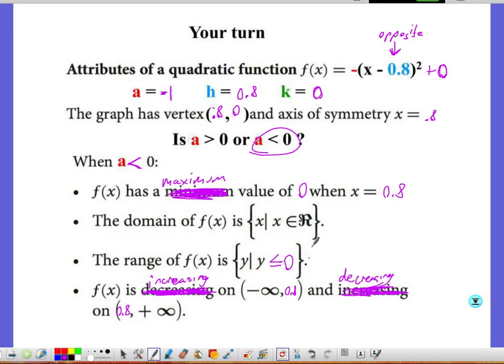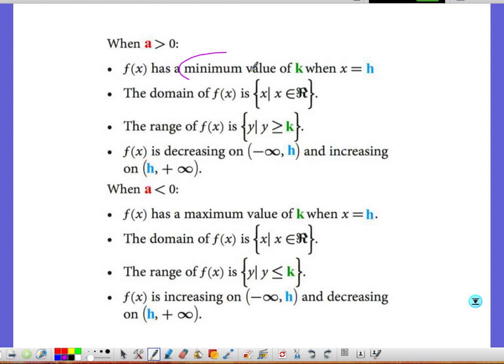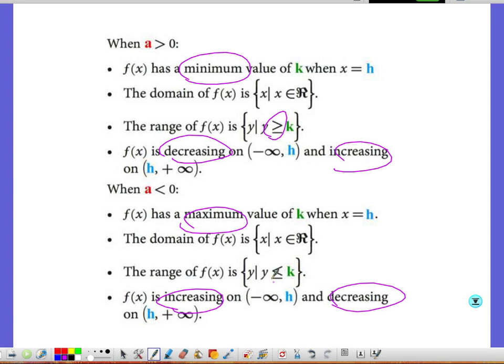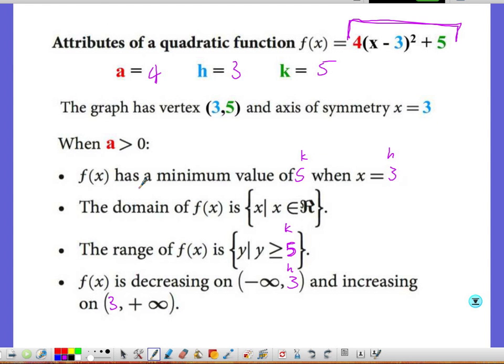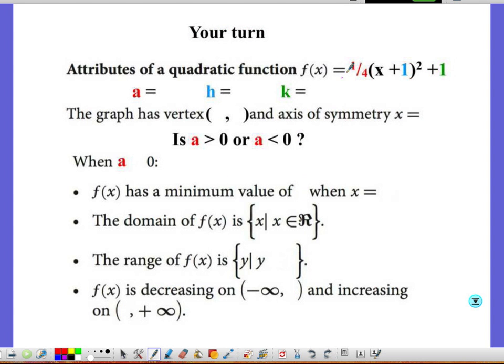Alright, so it's very important that you use the correct one of these. If you use the wrong one, you're going to have some errors. Notice how these are different here, and then the inequality here is different as well. So make sure you use the correct one, or else when you plug them in, you're going to get the wrong answers. Alright, so what I had you do is work page 127, 2, 3, 4, and 5. So again, the vertex form is very important because we can find the attributes very easily.